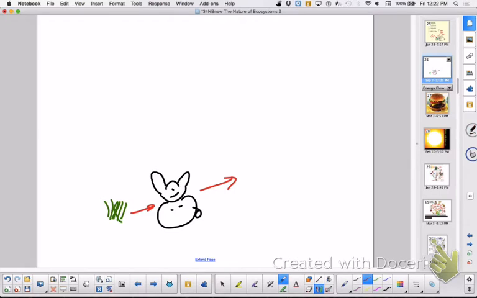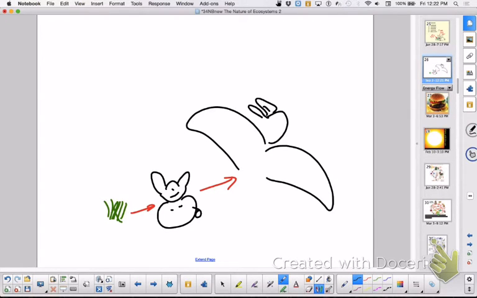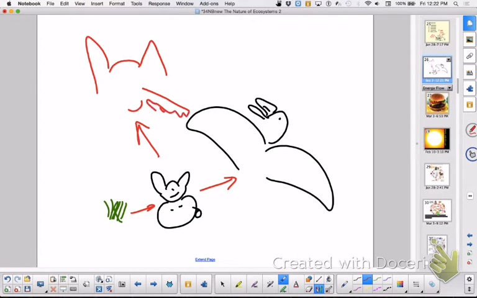Oh, the hawk. Okay, the hawk ate the what? The bunny. Okay, who else could eat the bunny? The fox could eat the bunny. What else did we say? Birds eat the seeds. The birds are eating seeds from the grass. So do you see how that's not a food chain? That is a food web, because there are multiple places that energy is going.